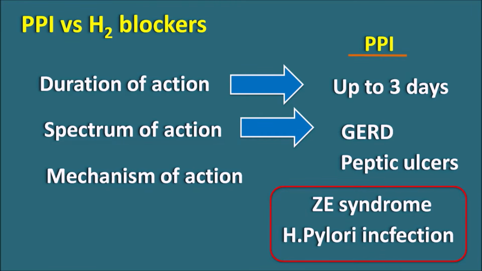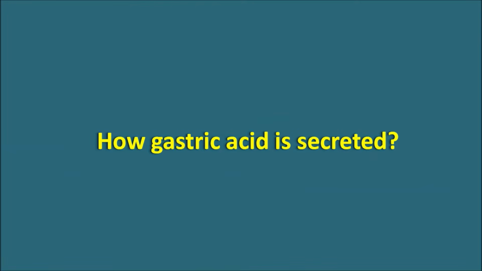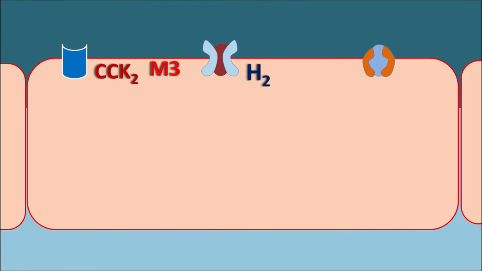In order to understand the mechanism of action and which category of drugs is going to act better in controlling gastric acid secretion, first of all we have to see how the gastric acid is secreted. Now if we consider the gastric parietal cells, we can observe three types of receptors. First one is the cholecystokinin receptors on which gastrin can act. Second one is the H2 receptors on which histamine can act. And finally M3 receptors are present on which acetylcholine can act.